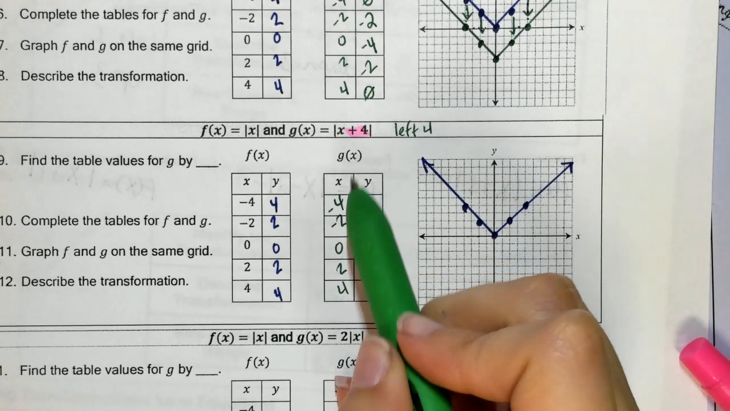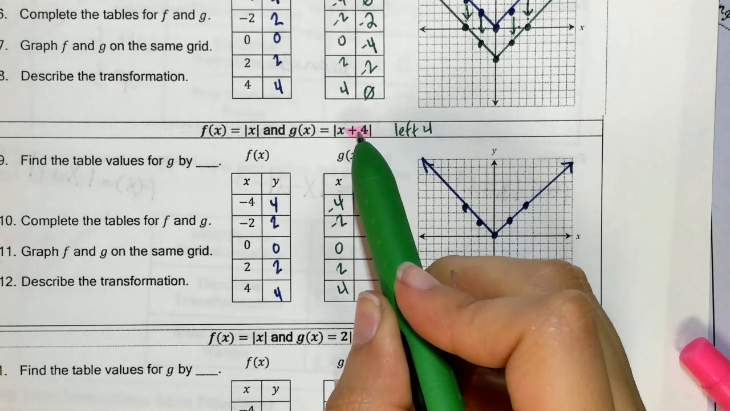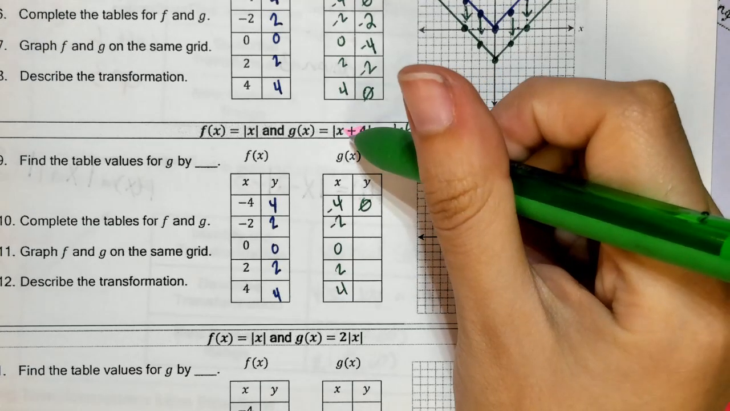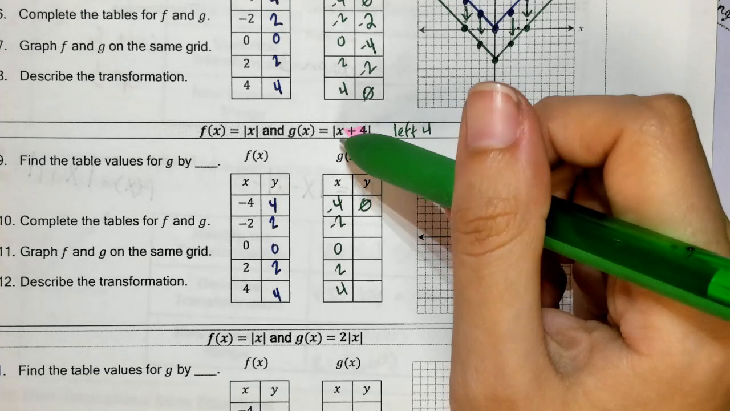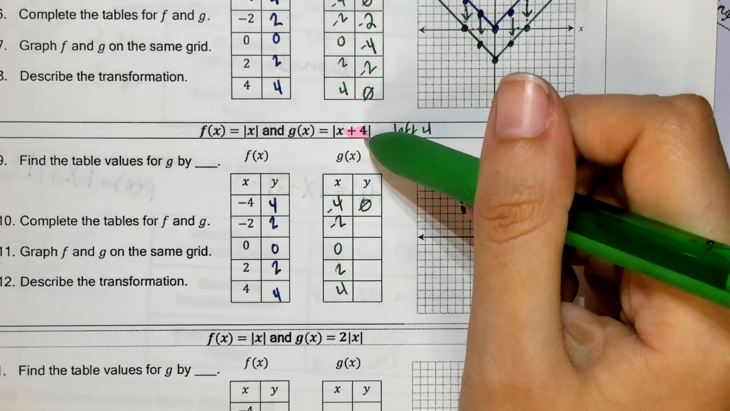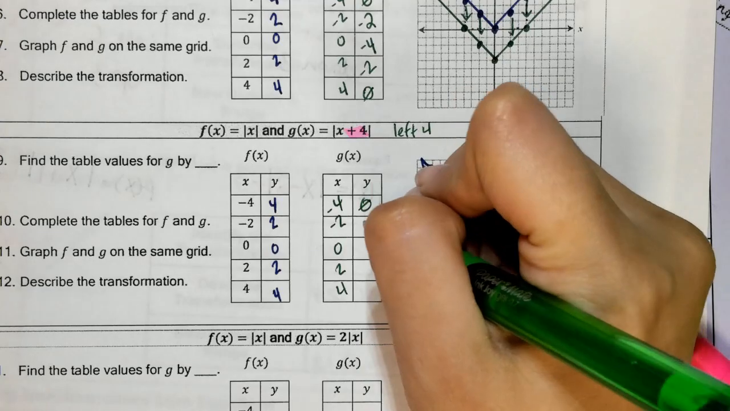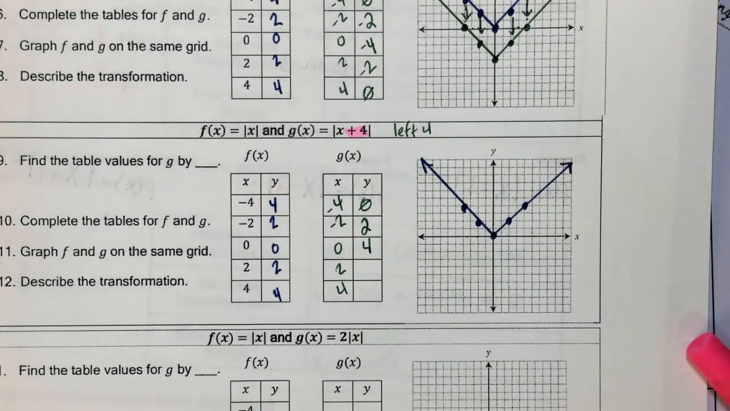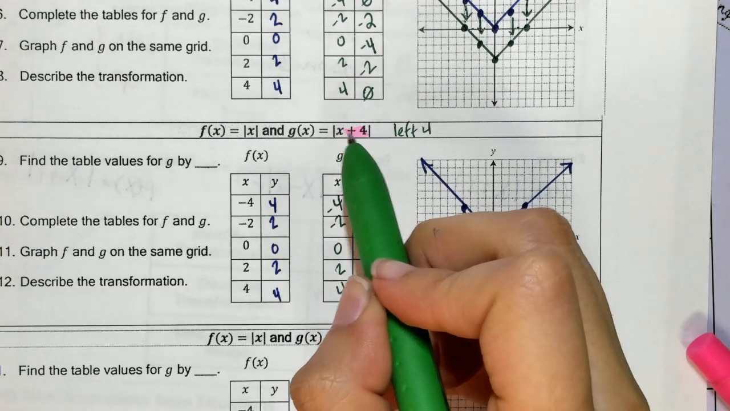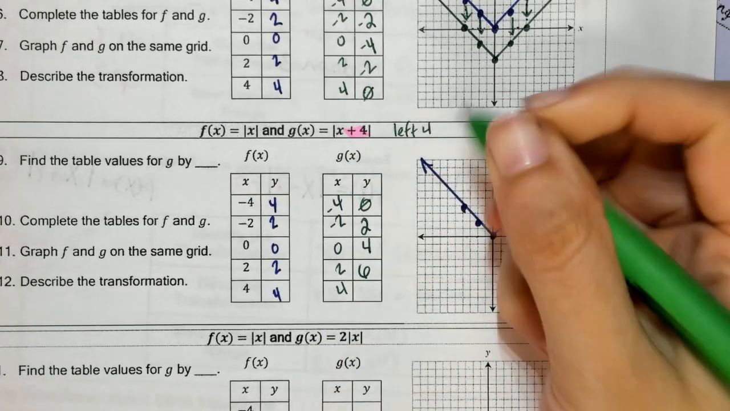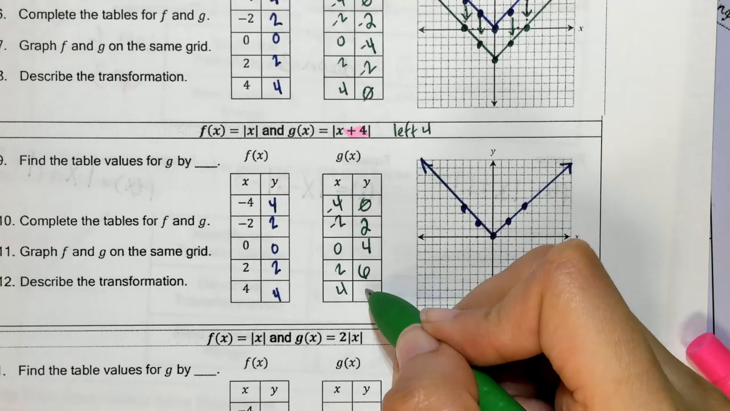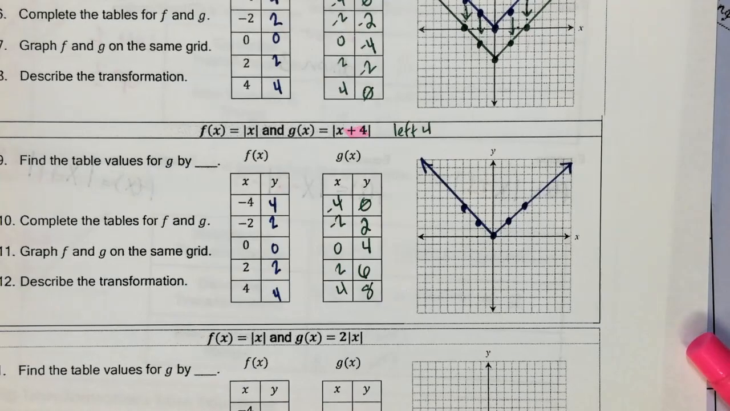So inside the parentheses, -4 plus 4 is 0. Absolute value of 0 is 0. Negative 2 inside the absolute value bars: -2 plus 4 is 2, and absolute value of 2 is 2. 0 plus 4 is 4, absolute value of 4 is 4. 2 plus 4 is 6, and absolute value of 6 is 6. And then 4 plus 4 is 8, absolute value of 8 is 8.